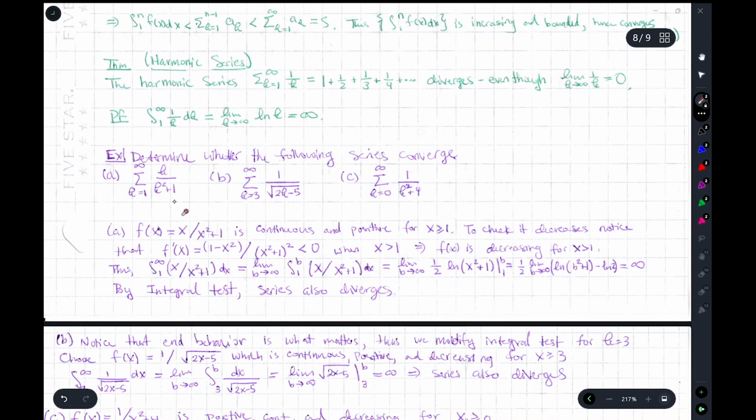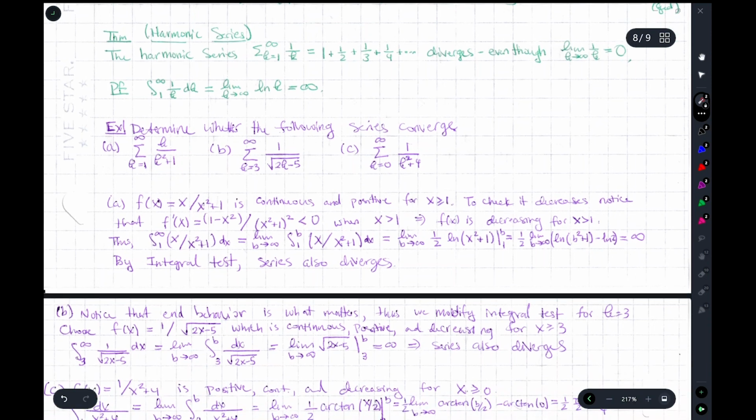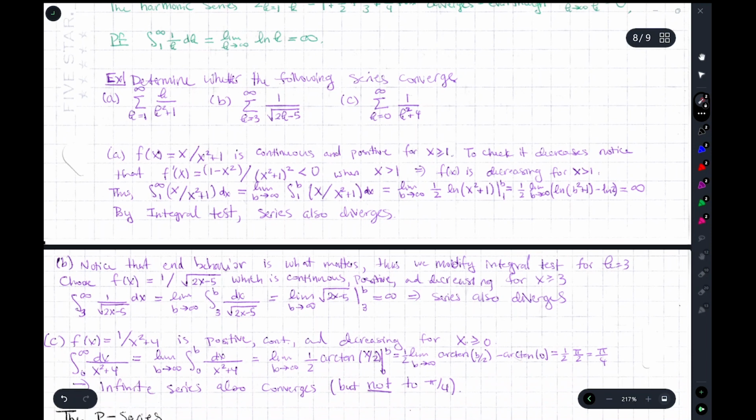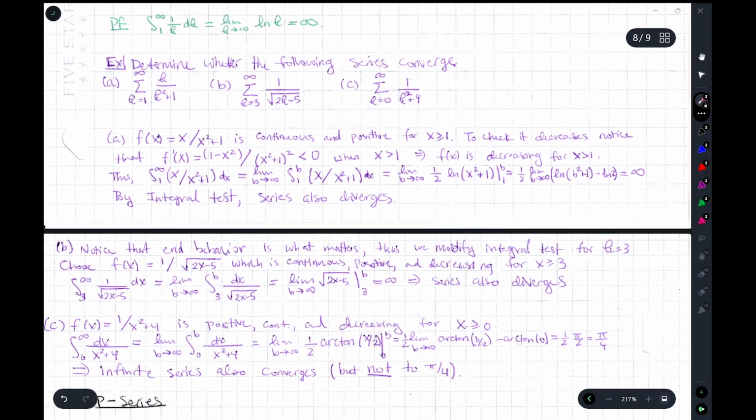And again, notice that the limit as k goes to infinity of these terms does go to 0. For b, again, these terms tend to 0, but that doesn't tell us about the convergence. So we start at k equals 3, and that's fine. The theorem had us at k equals 1, but only the end behavior is what matters.